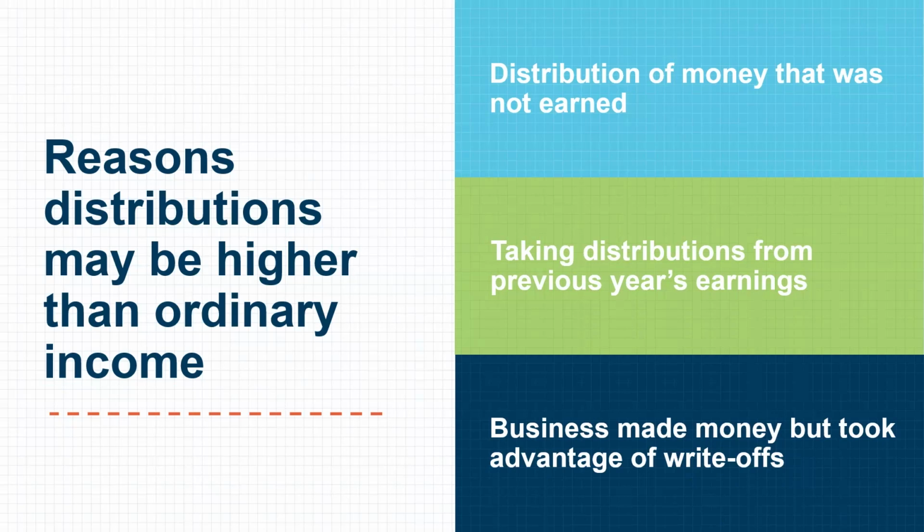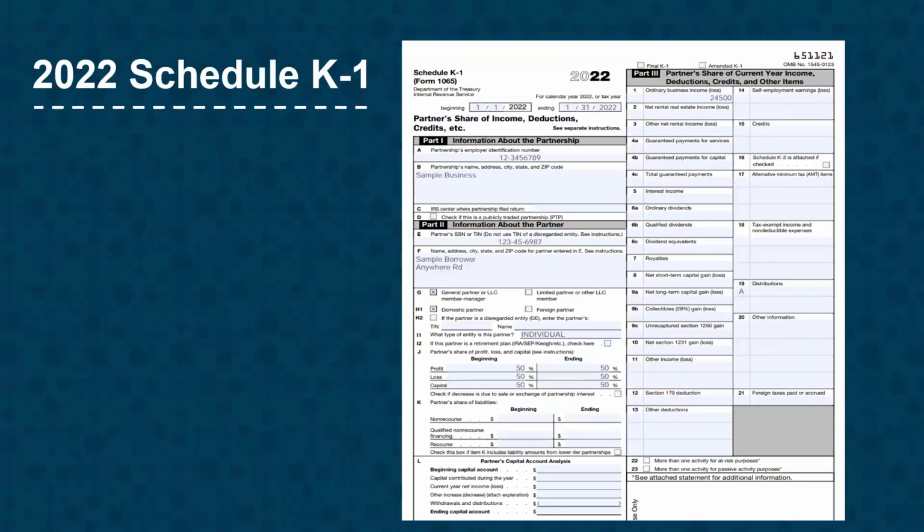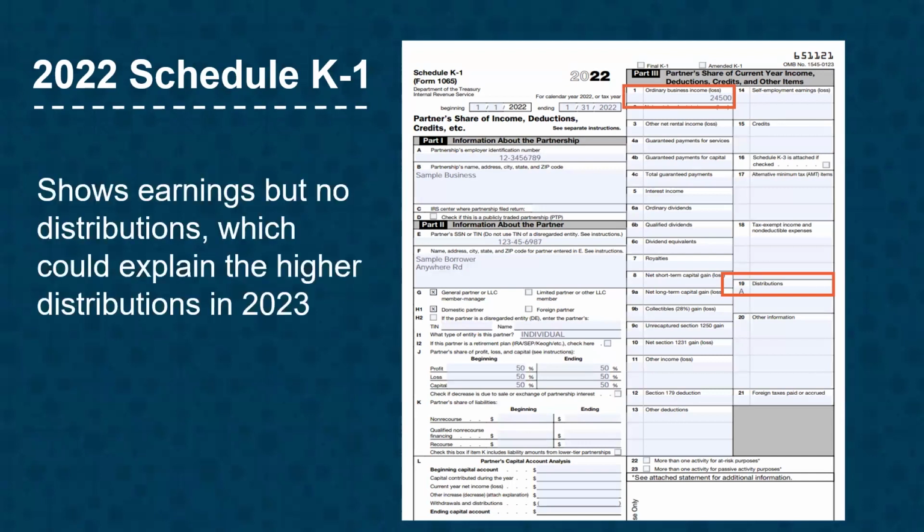In our case, we looked at the K-1 from the previous year from this business, which helped us understand what happened. The 2022 Schedule K-1 for the business does show ordinary income, but does not show any distributions. This could help explain the higher distributions in 2023. It appears that the borrower retained earnings in the business in 2022, but then pulled them out in 2023. Most lenders with some documentation and explanation in the file would then proceed with the use of ordinary income in 2023.